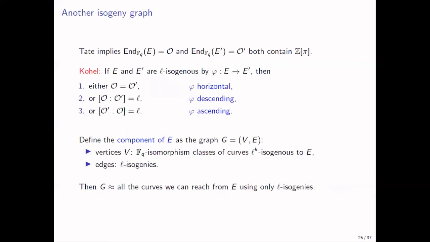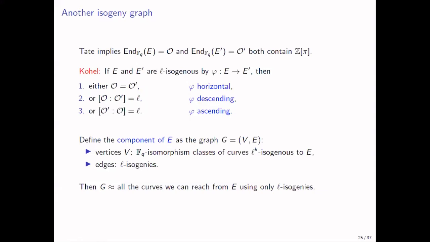Okay, and then came Kohel, and he refined that if you have an L isogeny between 2 elliptic curves, then you know what's happening with the endomorphism rings. They either have the same endomorphism ring, which is the situation we were before, or the first endomorphism ring contains the second endomorphism ring with index L, or the second endomorphism ring contains the first endomorphism ring with index L. In the first case, we call the isogeny horizontal. Here it's descending, here it's ascending.